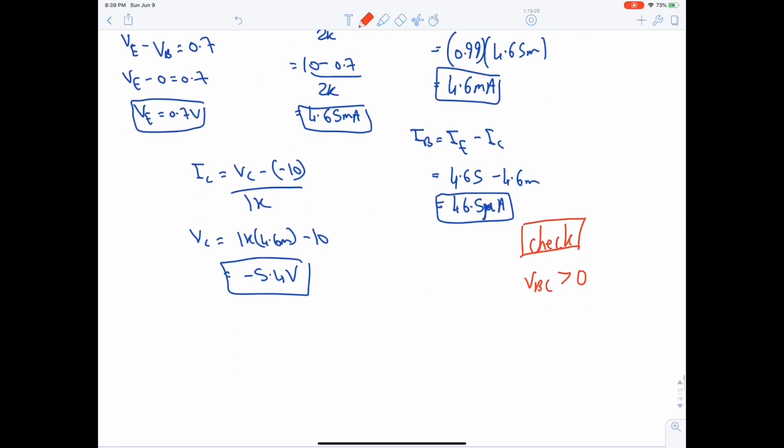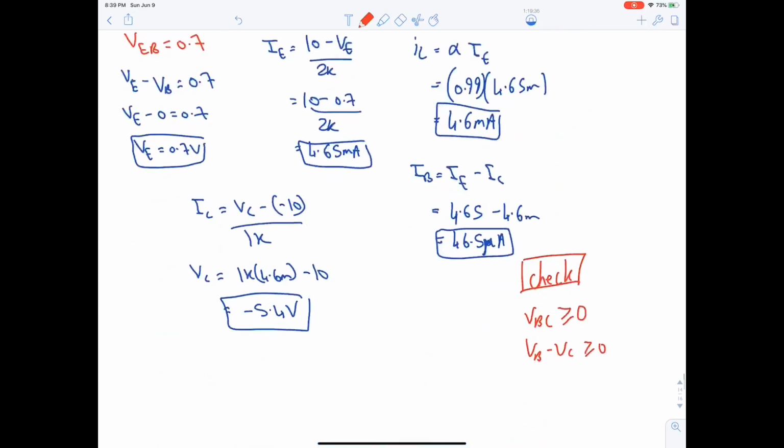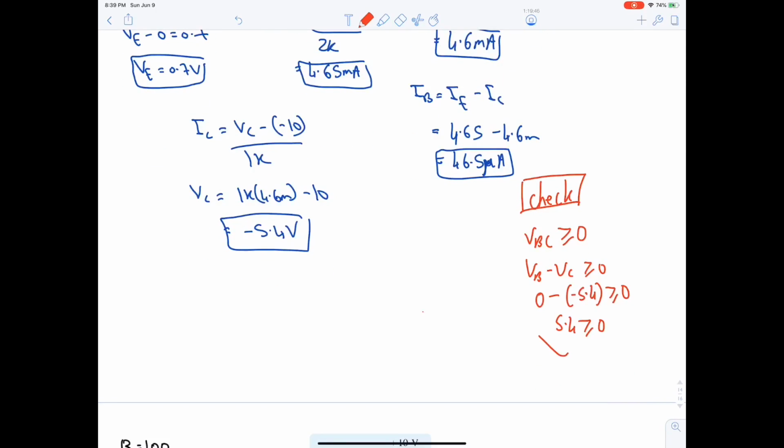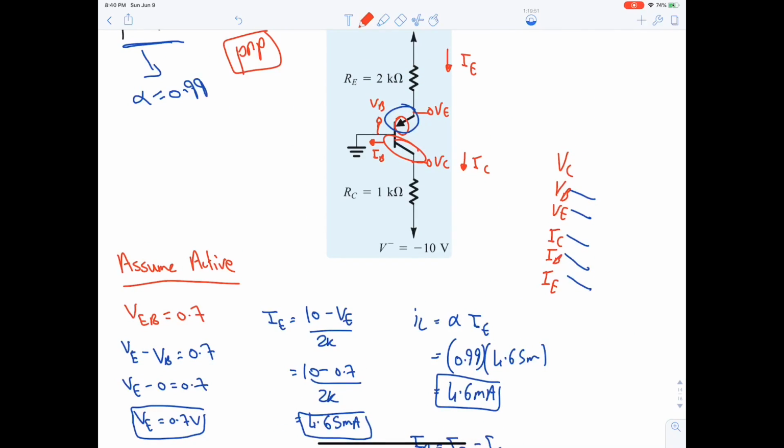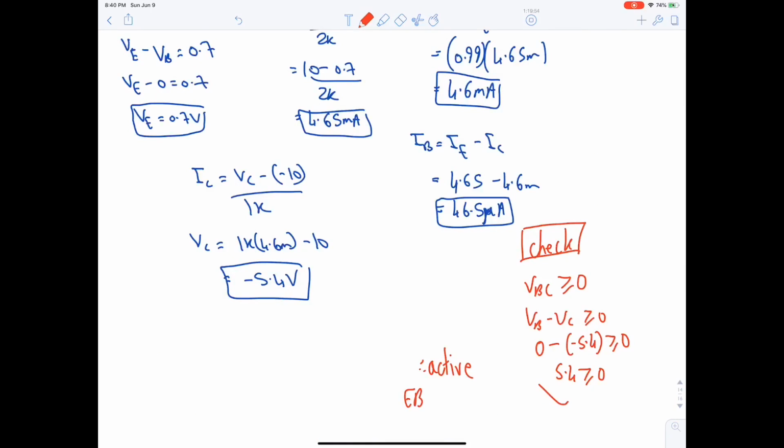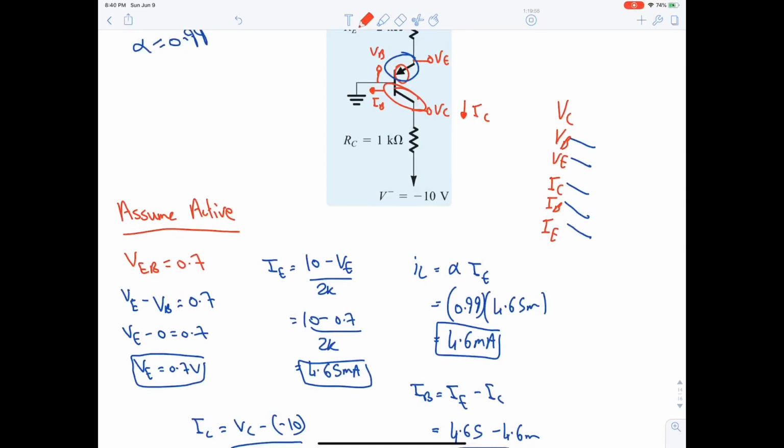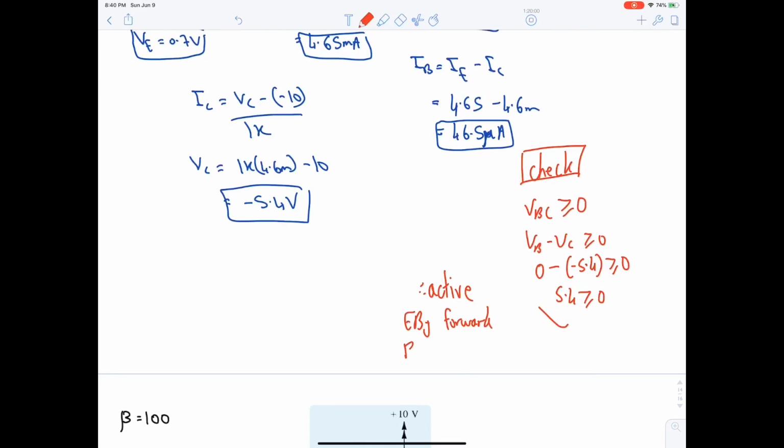VBC greater than or equal to 0, so VB minus VC greater than or equal to 0. VB is 0, VC is minus 5.4, so 5.4 is greater than 0, hence active. Now, this junction EBJ is forward and BCJ is reversed.